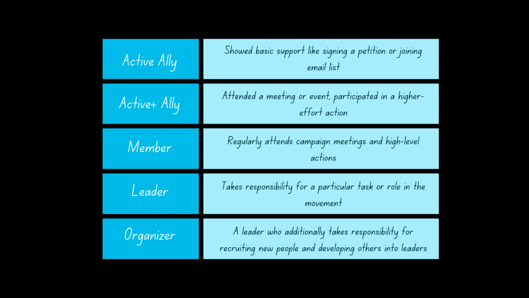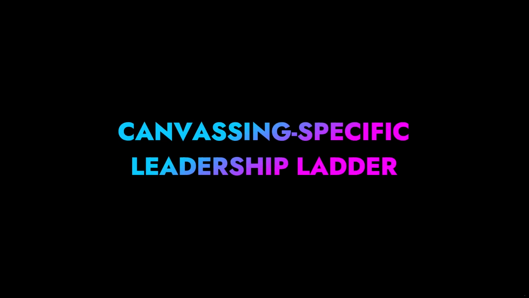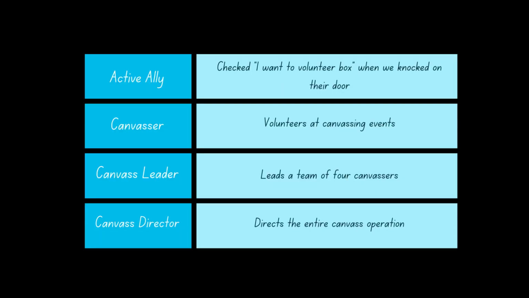Leadership ladders can also be much more specific than that. For example, let's say on this Green Jobs Bill campaign, we're doing a lot of door-to-door canvassing. I might craft a canvassing specific leadership ladder that looks like this. So the first step in the canvassing ladder is active ally. That's someone who, when we knock on their door, they sign our petition and they check the little box that says, I want to volunteer.